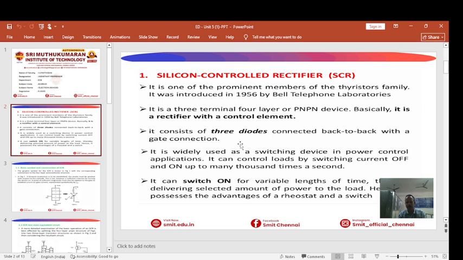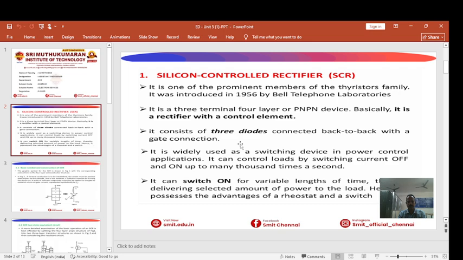Actually, SCR is a four-layer, three-junction semiconductor switching device belonging to the thyristor family. It was introduced by the Bell Laboratories in the year 1956. The SCR can act as a rectifier, or as a switch, or as a power control device. Unlike a normal diode, the SCR can be turned on only by applying a gate signal.